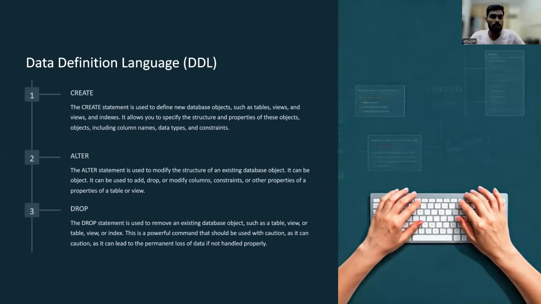ALTER. The ALTER statement is used to modify the structure of an existing database object. It can be used to add, drop, or modify columns, constraints, and other properties of a table or view.